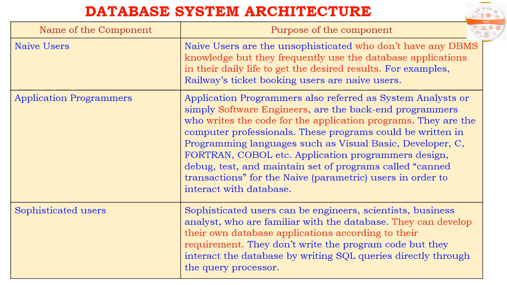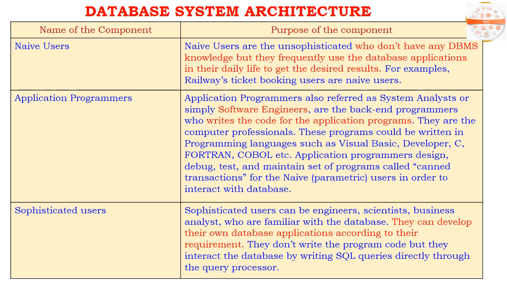First, let's start with the users. Naive users are unsophisticated users who don't have any DBMS knowledge, but they frequently use database applications in their daily life to get the desired result. For example, educated or uneducated people all use applications to book tickets or pay amounts to others without knowledge of the database. So that type of user is called a naive user.